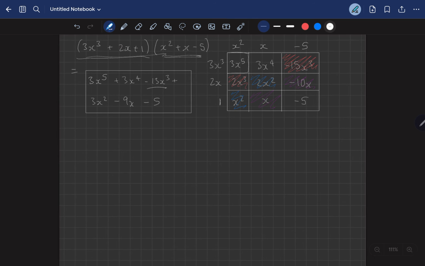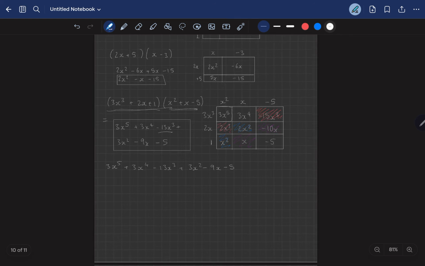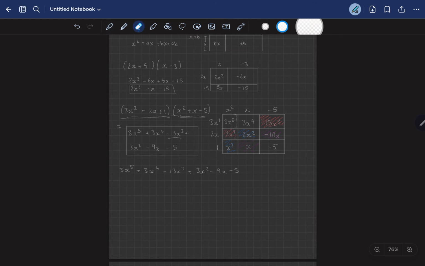What we could do is just do the inverse of what we did right now when doing division. So let's say we have 3x to the 5 plus 3x to the 4 minus 13x to the 3 plus 3x squared minus 9x minus 5. I understand it's a very long term. Actually, let's start off with something simpler. Let's say we have 2x squared minus x minus 15.